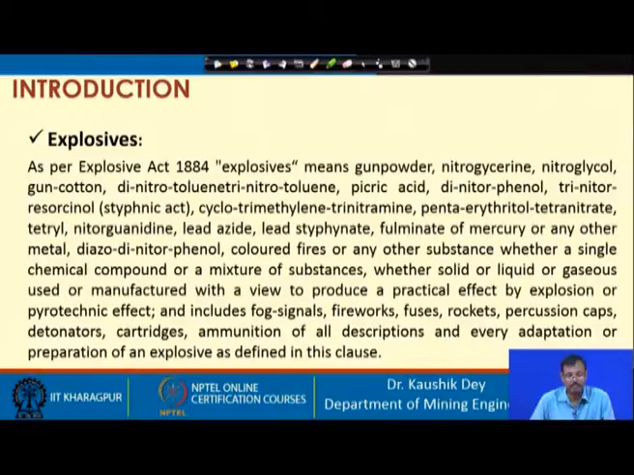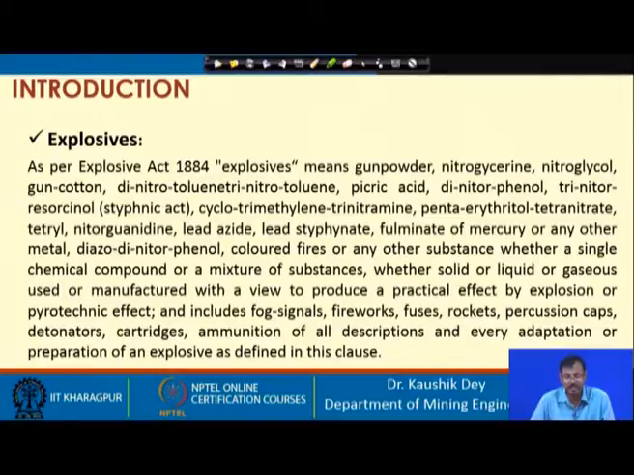The Explosive Act 1884 tells explosive means gunpowder, nitroglycerin, nitroglycol, gun cotton, dinitrotoluene, trinitrotoluene, picric acid, dinitrophenol, trinitroresorcinol, cyclotrimethylene trinitrate, pentaerythritol tetranitrate, tetryl, nitroguanidine, lead azide, lead styphnate, fulminate of mercury, fulminate of other metals, nitrophenols.